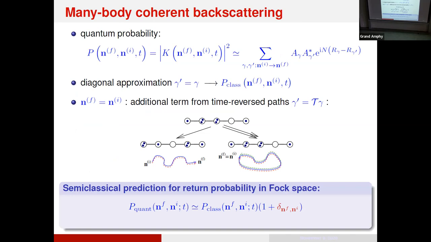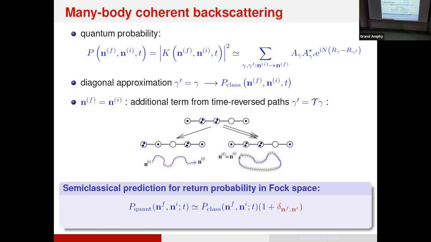Let's talk about coherent backscattering. You can think it is rather analogous to what one knows from weak localization or coherent backscattering from optics or electrons, now however in a different space. So what you need to compute is the quantum transition probability between initial and final Fock states. We plug in our semi-classical propagator and get a double sum. And here we do the simplest approximation, which you would also do in a disordered system, for instance, in diagrammatic perturbation theory: we just pair equal paths with gamma equal to gamma prime, what is known as the diagonal approximation.